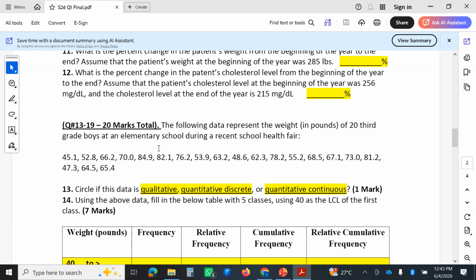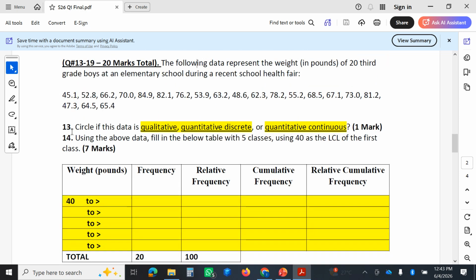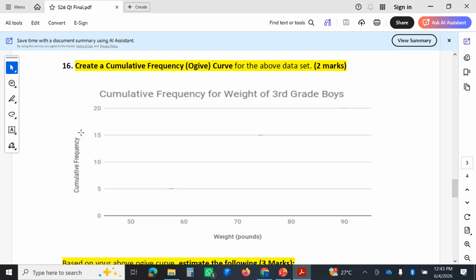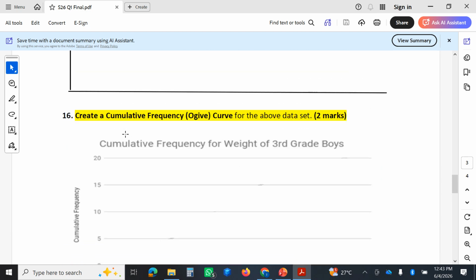Then this is a huge question right in here. This one here is worth 20 marks. And you'll see there that this involves questions 13 to 19. Okay, so question 13, 14, 15, 16, 17, 18, 19. So that's 20 marks right there.